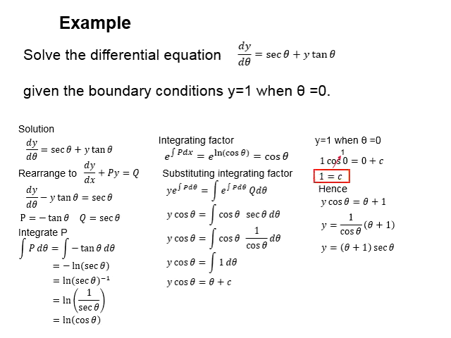Based on the c that you obtain, substitute back into the equation here, you get this. Rearrange the functions, and eventually this will be your solution. 1 per cos theta is actually the secant theta.